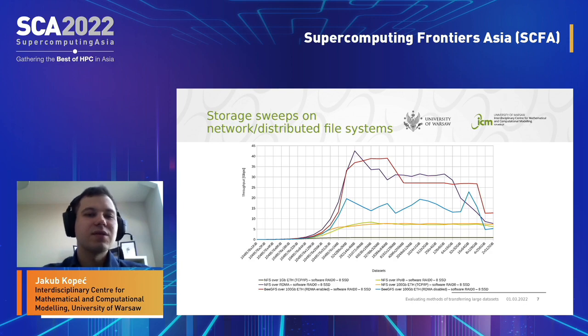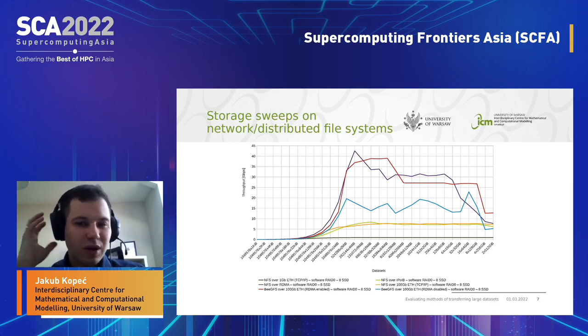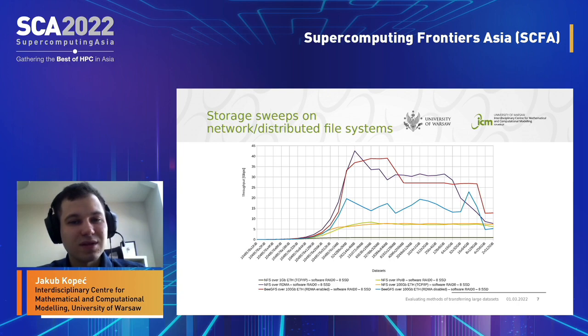Here are results of the storage sweeps conducted on network or distributed file systems. The traditional NFS cannot even obtain the throughput of 10 gigs, and the results obtained with NFS using IP over IB, so IP packets encapsulated into InfiniBand packets and sent over the IB network, are similar.